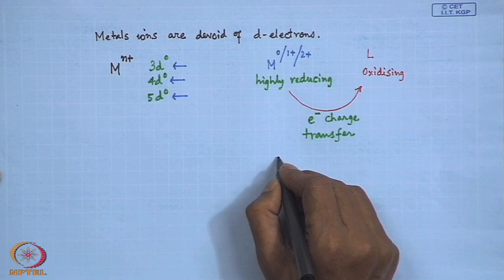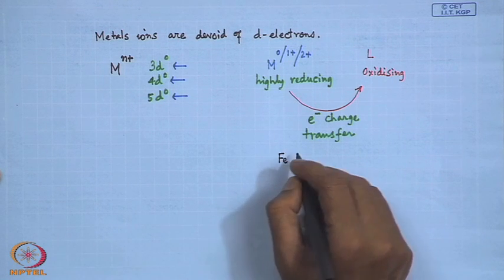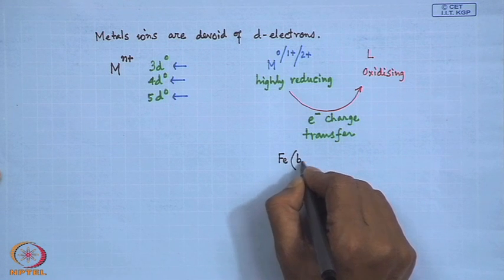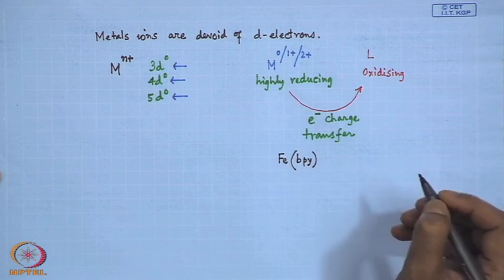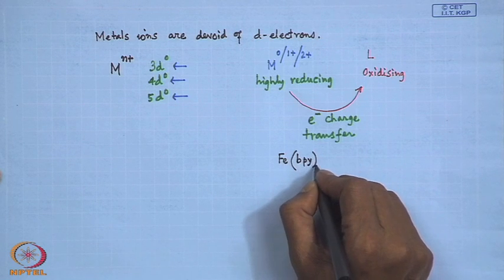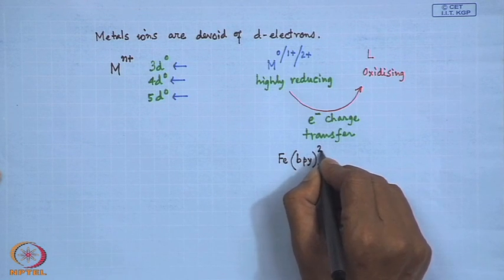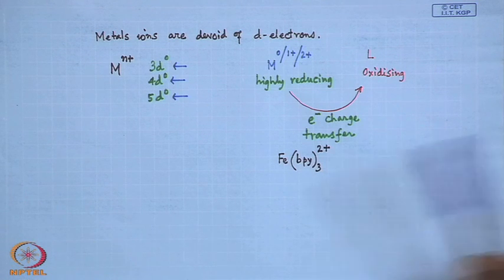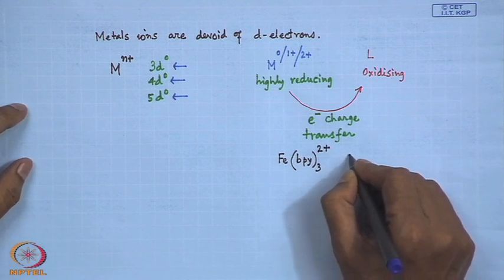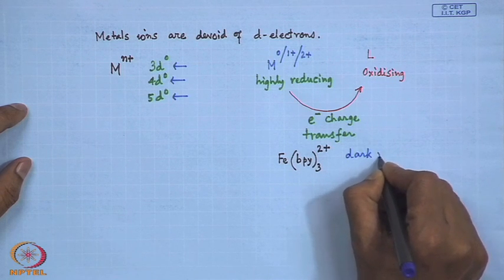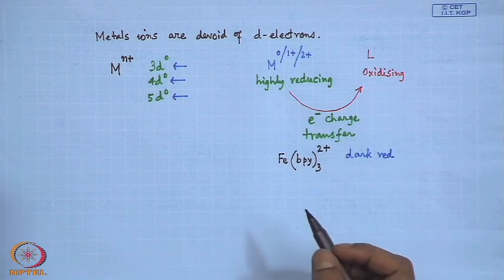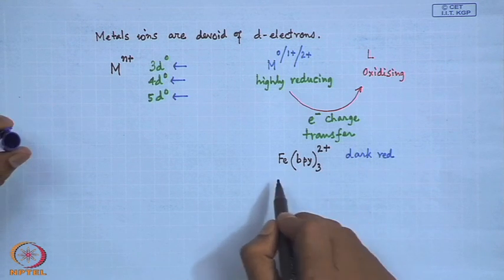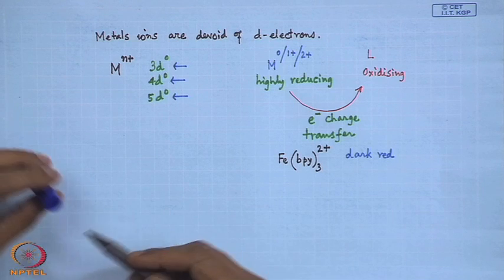In this case we can have the iron system in the +2 oxidation state, and bipyridine can be the ligand, which is the corresponding oxidizing ligand, and the tris chelate will be an octahedral compound, and it can be dark red in color. Due to simply charge transfer, no d-d transition can take place in this particular case, iron in +2 oxidation state.